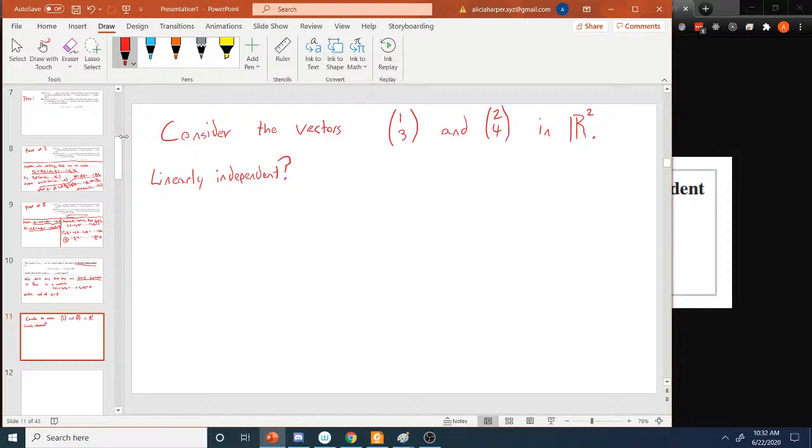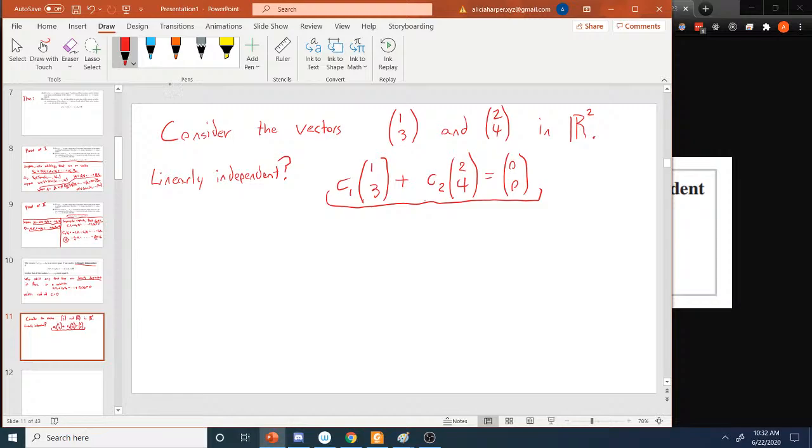So how can we figure this out? Well, what we can do is consider the following equation: C1 times the vector 1, 3 plus C2 times the vector 2, 4 is equal to 0, 0. This is the 0 vector. Given this equation, we can try to figure out C1 and C2. If we can find C1 and C2 that are not both 0, then they're linearly dependent. But if we can't find such C1 and C2, they're linearly independent.